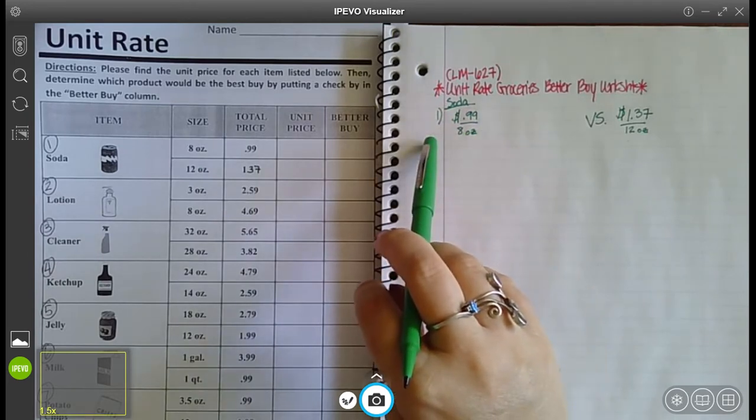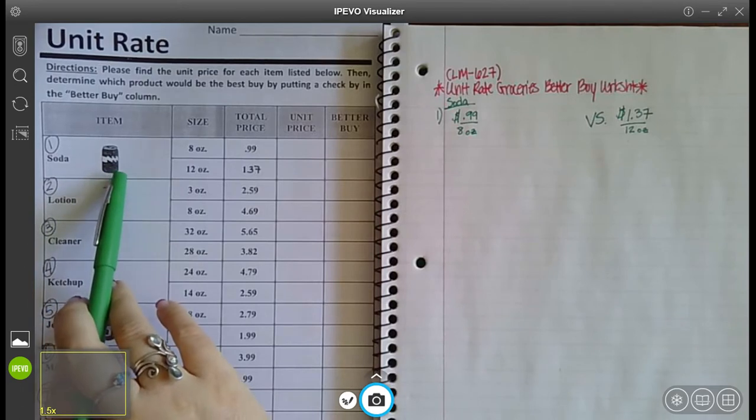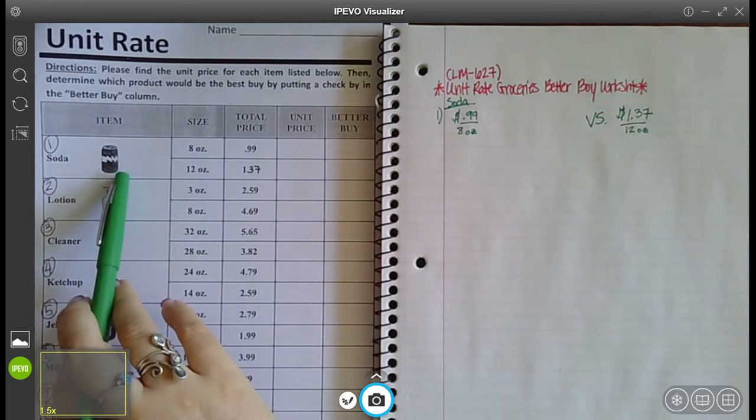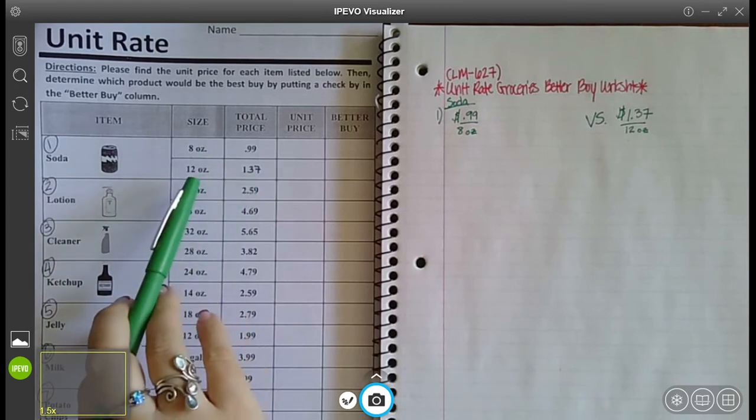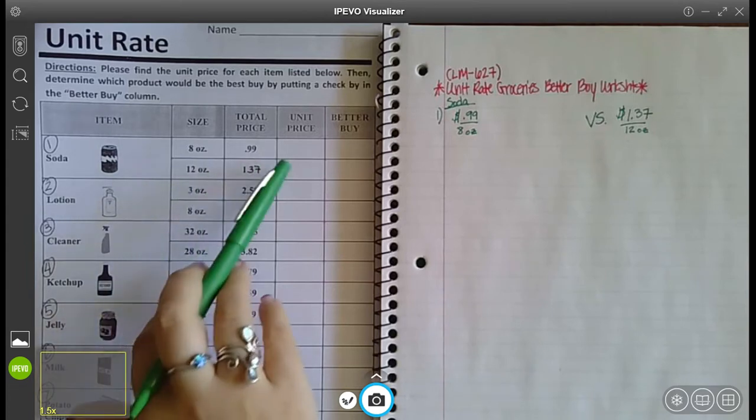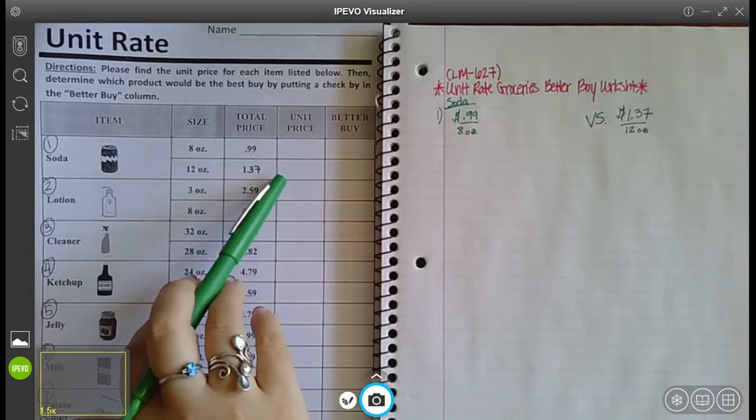For problem number 1, I want to determine which one's the better buy for this soda. Should I do 99 cents for 8 ounces or $1.37 for 12 ounces? And money usually goes on top, but I know for sure that this one money goes on top because it says find the unit price. Unit price is a specific type of unit rate which has money on top.